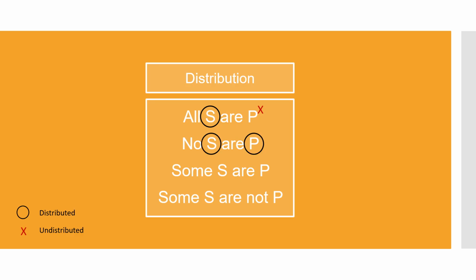With a universal negative, a no claim, notice the subject is distributed and the predicate is distributed. With a particular claim, some are, we find that the subject term is not distributed and the predicate term is not distributed. So nothing in that kind of claim is distributed. And then when we get to a some-are-not, we find that only the predicate term is distributed, but the subject is not. So the basic distribution matrix of these four categorical propositions is: in all claims, just the subject; no claims, both; some claims, nothing; some are not, just the predicate.